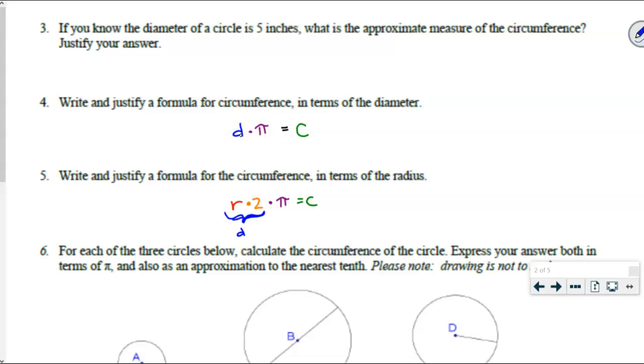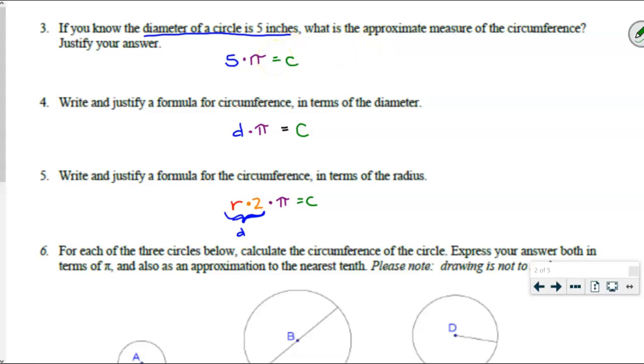So in problem number 3, we're going backwards now. In problem number 3, if you know the diameter is 5 inches, what is the approximate measure of the circumference? That means I'm taking the diameter, which is 5, and since I gave you the diameter, I simply multiply the diameter by pi, and it will give us the circumference.